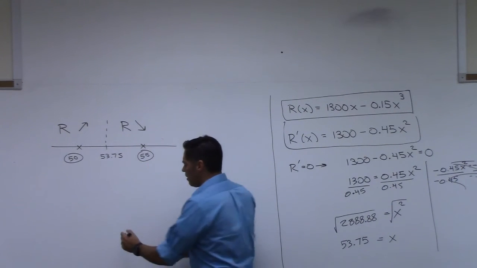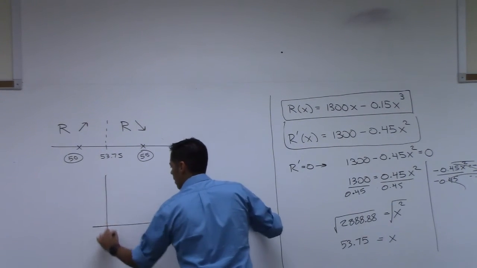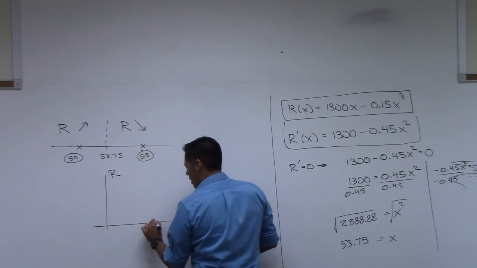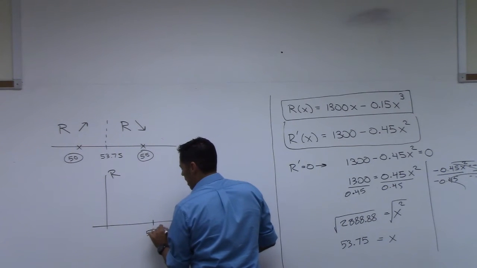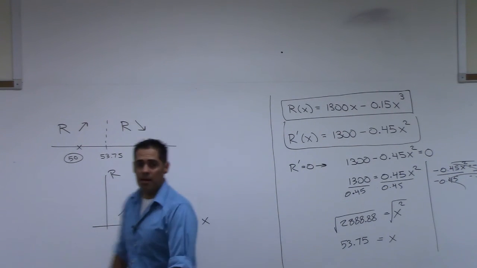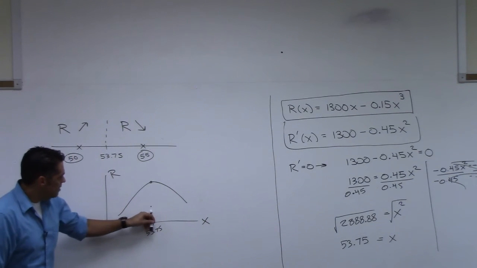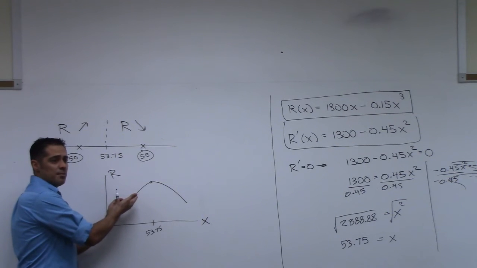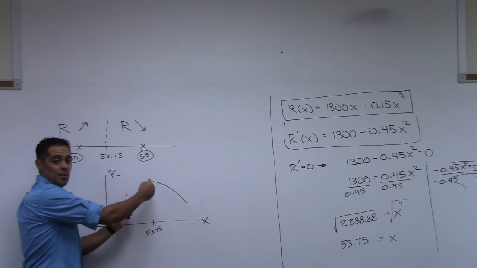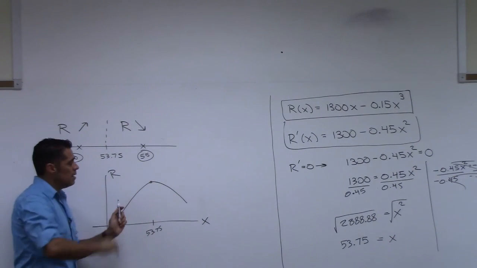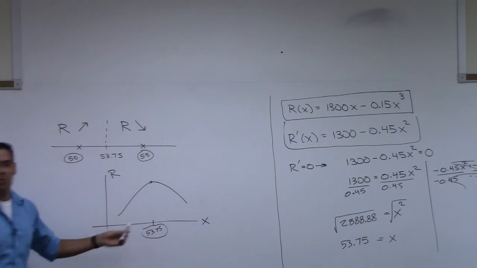So if basically my revenue function looks like this. This is my demand, right? X is the demand. This is my revenue. Here's 53.75. I know that my revenue goes up and then it comes down. That's what I know, right? So if my demand is less than 53.75, I'm going to make money, but not as much as if I was exactly 53.75, right? That would be the maximum revenue. Agreed? Now, you can't have a demand of 53.75, can you?